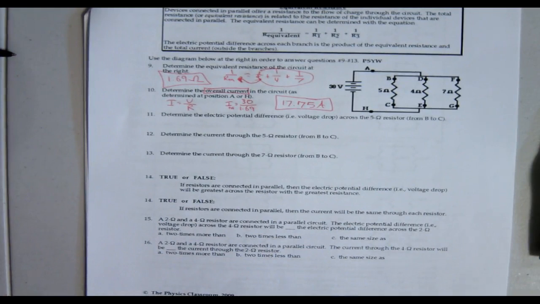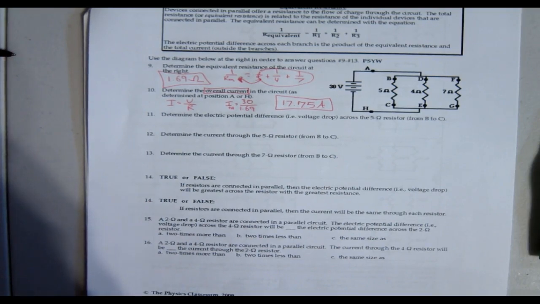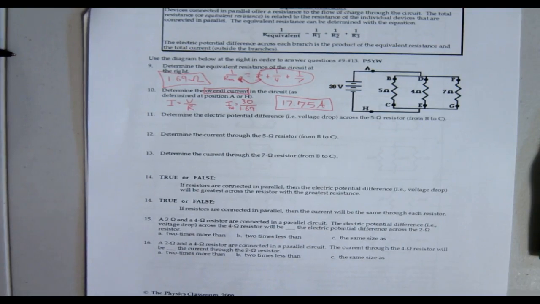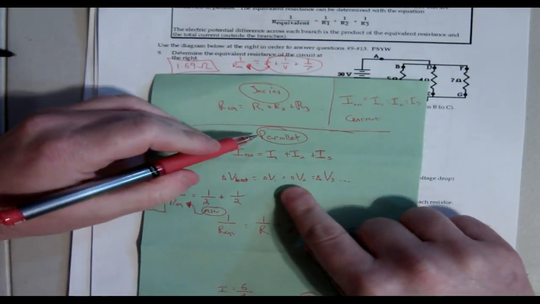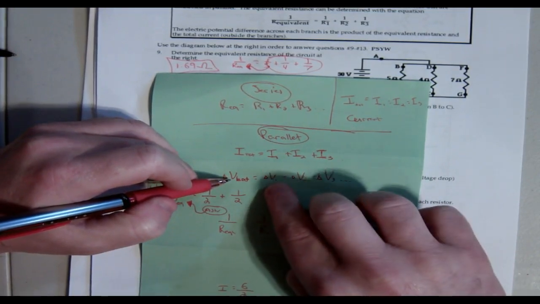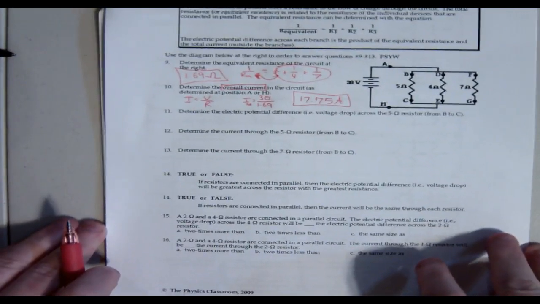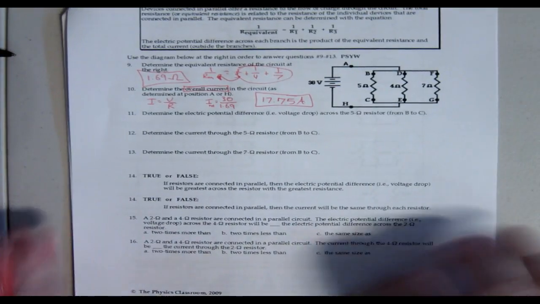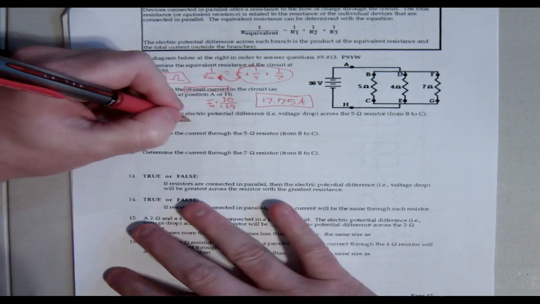Here we go. 11. Determine the electric potential difference, voltage drop, across the 5 ohm resistor B to C. Remember, we wrote this somewhere. Where do we write this? Way back over here. In a parallel, the voltage drops equally over all of them. So the voltage pretty much stays the same, and it drops all together. Which means, there we go, move that sucker over. For 11, the voltage drop will be 30.